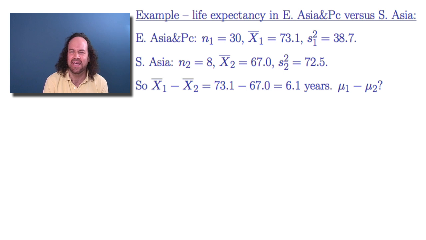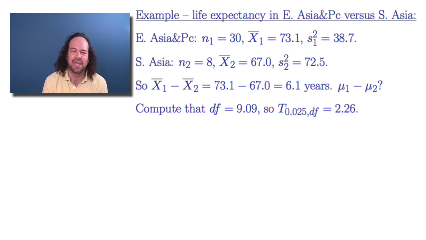Now, I should say that in this case, in some sense, there is no true mean because we just have these countries. There's not some overall population. But we can imagine there is. We can imagine, as we discussed before, a typical population of countries from East Asia and the Pacific and a typical population of countries from South Asia. And we're looking to see what the range is, or the confidence interval, on the difference in the means of these imagined theoretical world populations.